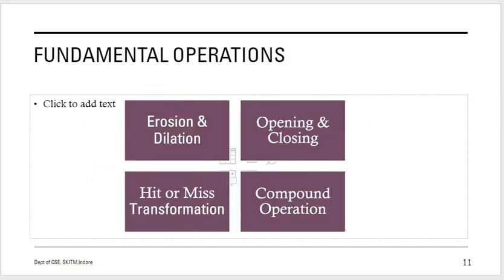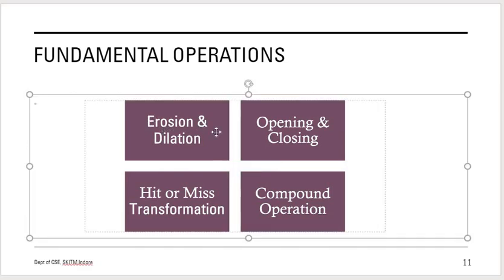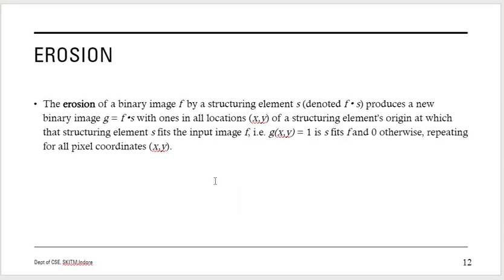So the fundamental operations that we are applying over the image are erosion and dilation, opening and closing, hit or miss transform, and the compound operation. If I look at what is erosion, the erosion of a binary image f by the structuring element s is denoted by this notation and produces a binary image. We get a new binary image with ones in all the locations (x, y) of the structuring element origin at which the structuring element s fits the image f, that is g(x, y) equals 1 if s fits f and 0 otherwise.